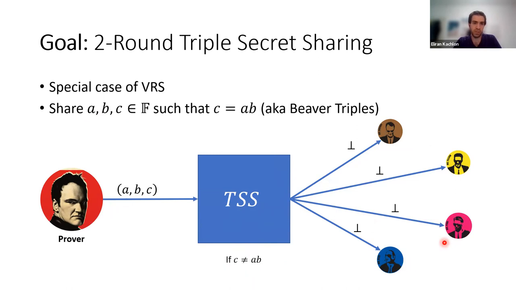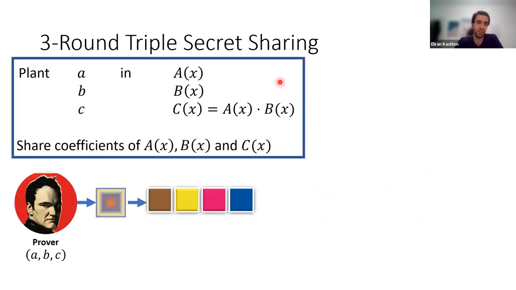Okay, so this is the functionality that I want to implement, and I want a protocol that implements this functionality in two rounds. I will start by describing a three-round protocol, and then I will explain how to reduce one round. So in the first round, the prover picks random polynomials A(X) and B(X), and he also computes C(X), which is A(X) times B(X), so that the free coefficient of A(X) is the value A, the free coefficient of B(X) is B, and therefore the free coefficient of C(X) is C.